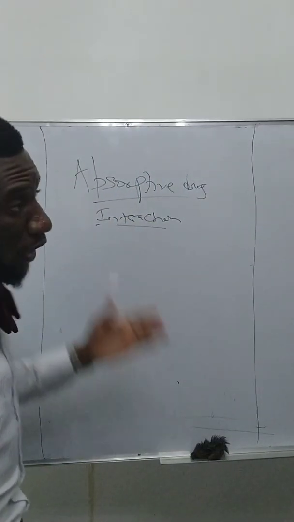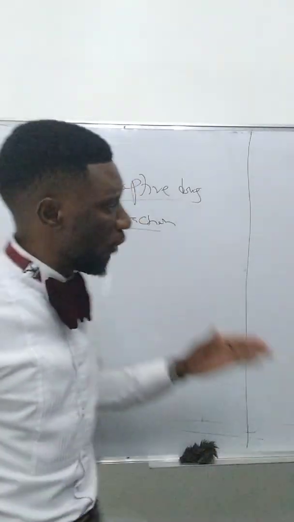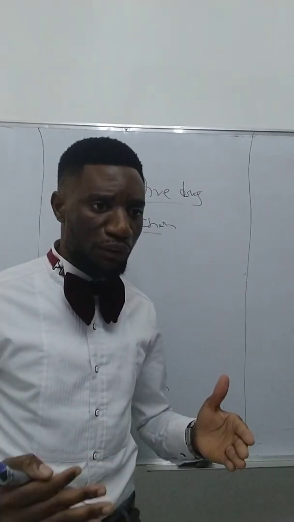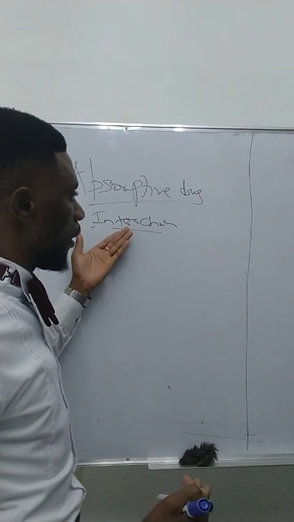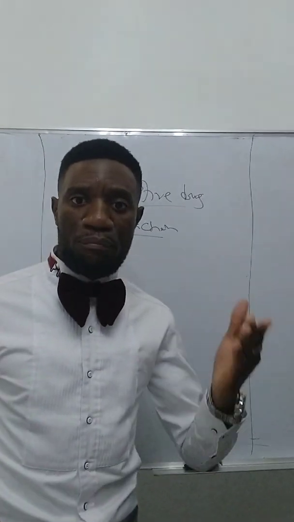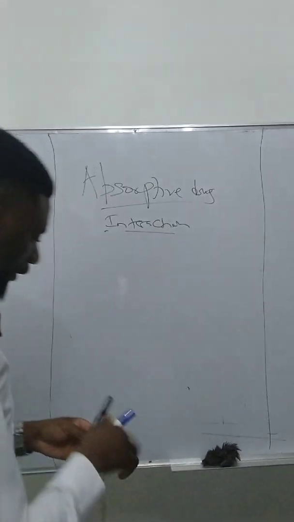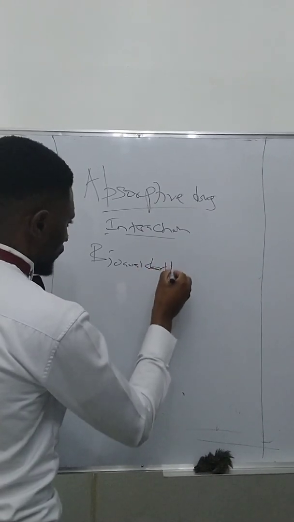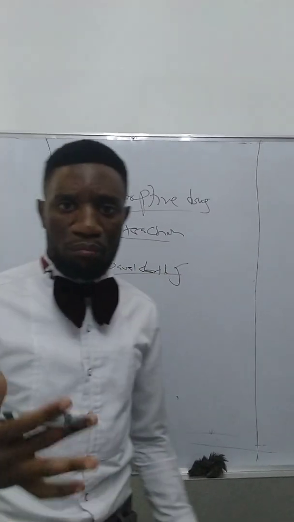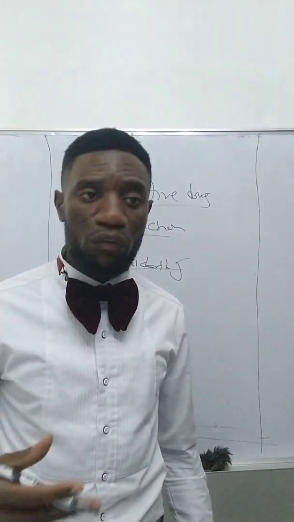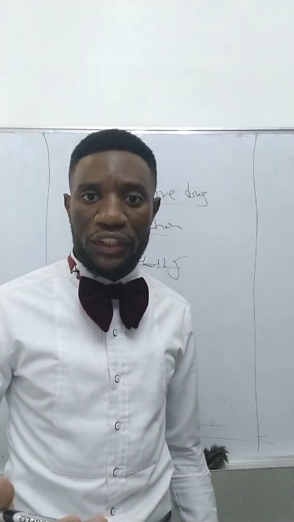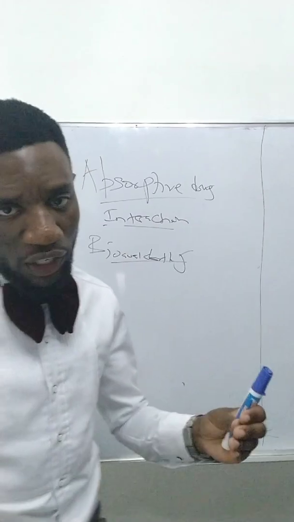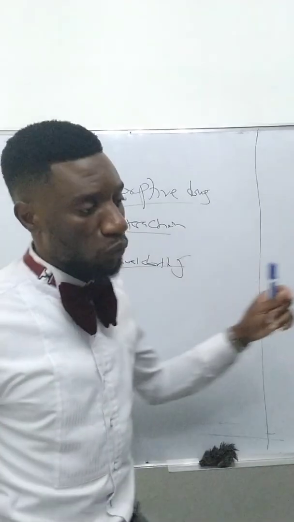I want to highlight a few things regarding absorptive drug interactions. When it comes to absorptive drug interactions, we are talking about the ultimate outcome, the overall effect with this type of interaction, which is the bioavailability of the drug, which of course will be affected. Bioavailability is the fraction of the administered drug which is able to reach systemic circulation after administration. So how much of the administered drug is able to reach systemic circulation? That's called bioavailability.